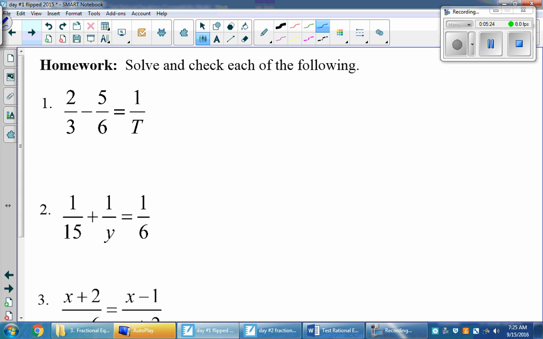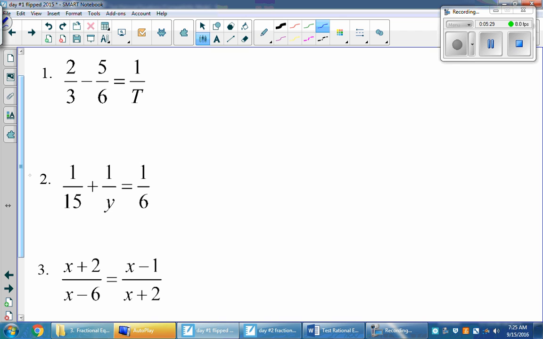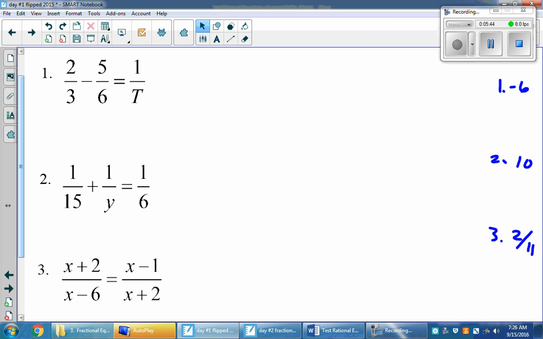Alright, I would like you to try these 3 questions. Solve and check them. I'll help you out. This first one, make sure it should be -6. The second one should be 10. And the third one should be 2/11. Alright, same thing. Find your common denominator, multiply the tops by it, clear the fractions. There should be no more fractions after you find the common denominator. And reduce.